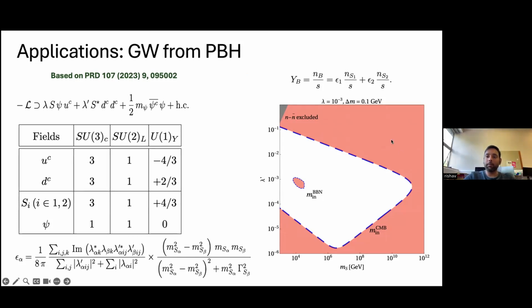The red region is completely disallowed because one cannot have very light PBHs. Then this had an additional constraint from neutron anti-neutron oscillation. So in this white region, one can have different masses of black holes, which is actually allowed from the experiments.